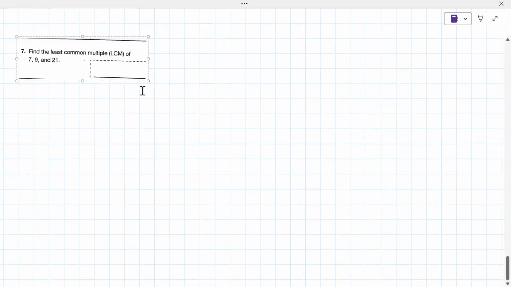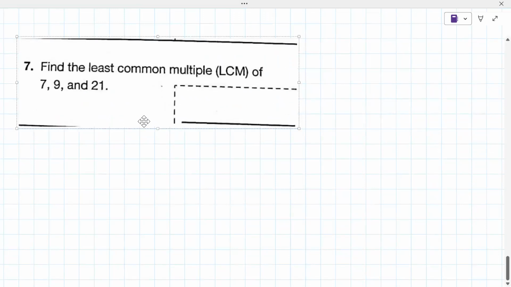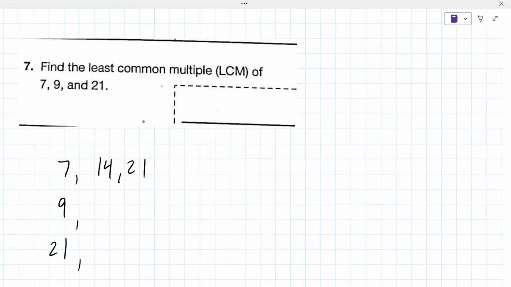I'm ready. Okay. Read this question out loud for us, please. Find the least common multiple of 7 and 9 and 21. Okay, so you start writing multiples of each. And you have to keep going. So can you tell me the next multiple of 7 after 21? Okay. What is it?